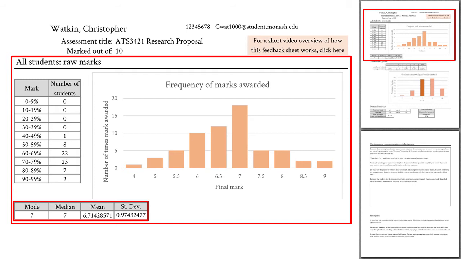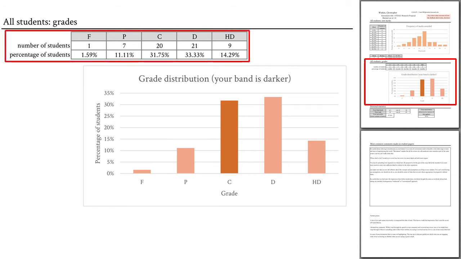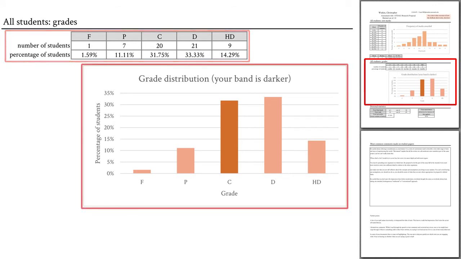In the second main section, called All Students Grades, you've got very similar information, but this time split down into grade boundaries. So you've got F, which is below 50%, a pass grade 50 to 60, credit 60 to 70, distinction 70 to 79, and then high distinction 80 plus. And here again you can see that your own grade is shaded a little darker than the rest of the grades, so you can see where you fell in the overall grade distribution for the unit.